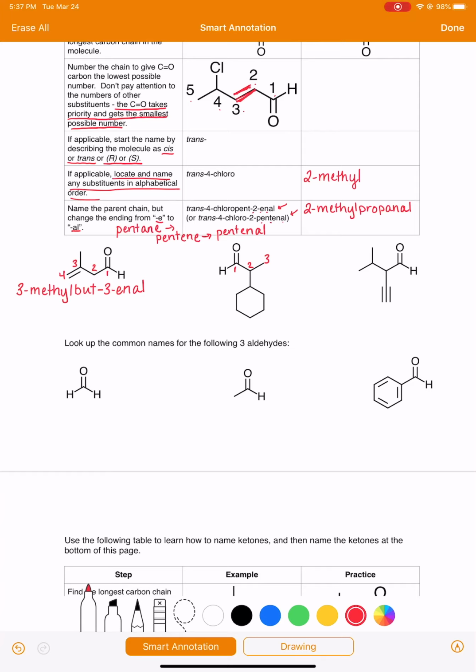So the ring is a substituent located on carbon number 2. That substituent is called cyclohexyl, based off of cyclohexane. It's cyclohexyl. And then we're ready for naming the parent chain. This is a propane, but we're going to drop the E and replace it with al, 3-cyclohexyl propanal. We've got one more example.